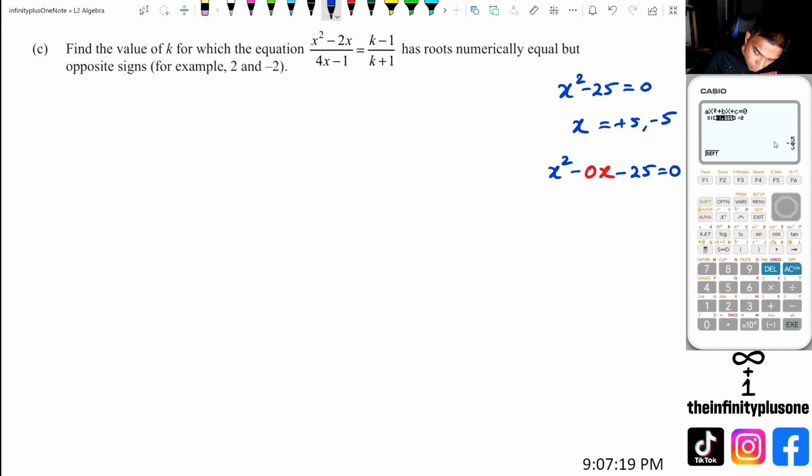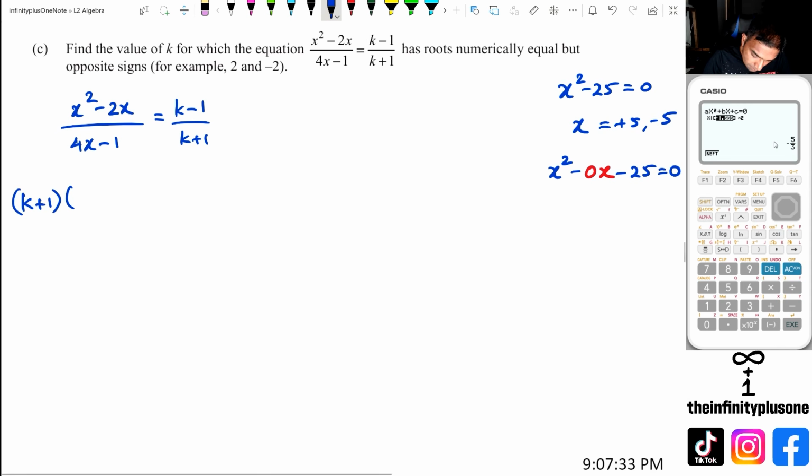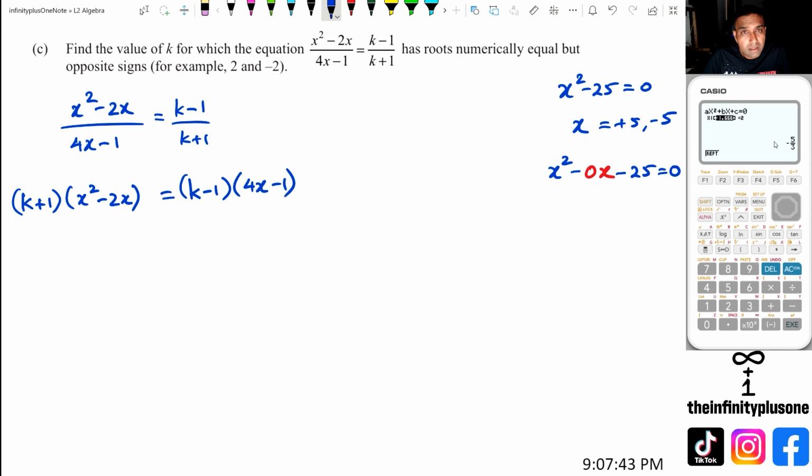So let's go to the actual question. We've got x squared minus 2x divided by 4x minus 1 equals k minus 1 over k plus 1. I'm going to cross multiply this, and I'm going to get k plus 1 multiplied by x squared minus 2x equals k minus 1 multiplied by 4x minus 1. Now what I have is FOIL, if you want to expand two brackets. Basically that's all I'm going to be doing with these sets of brackets.